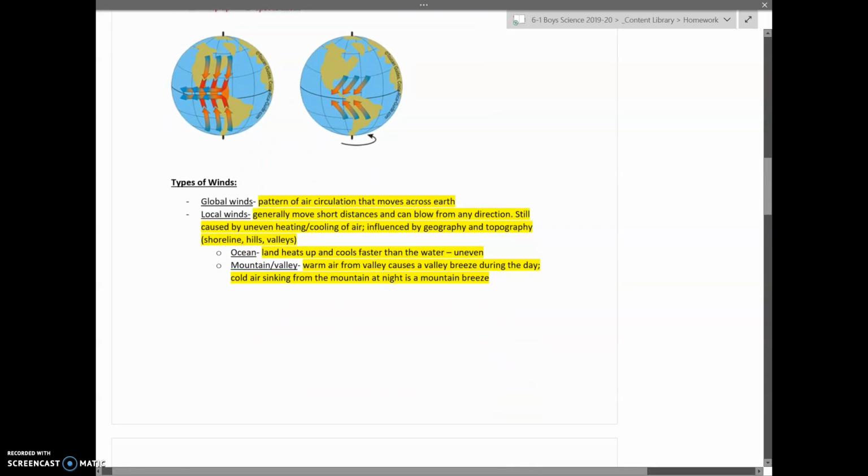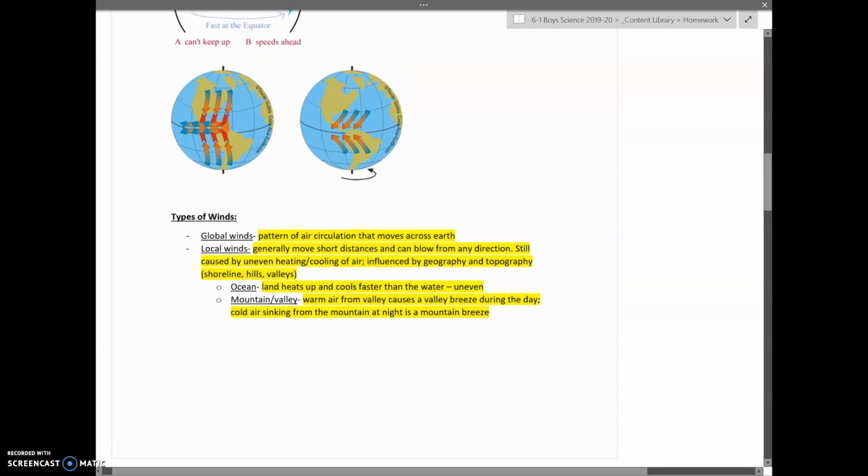Alright, finally, there's different types of winds. Global winds, like I was talking about before with the different convection cells or pressure belts, are a pattern of air circulating that moves across much of the Earth, right? Like 30 degrees of latitude is a pretty significant distance across the Earth. So those are global winds, the way air generally moves from the poles towards the equator. Global winds, long distance.